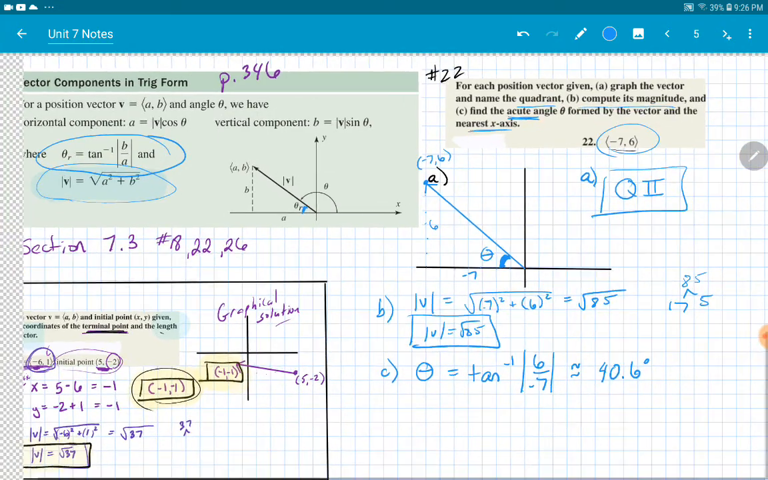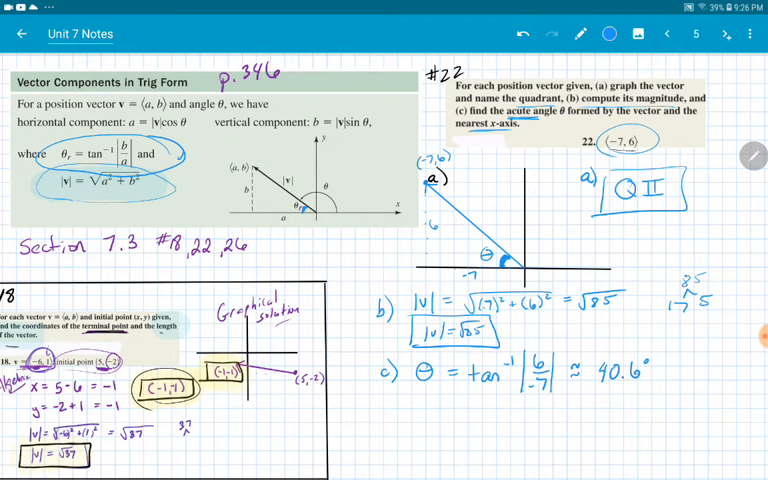So in that one, we looked at finding the reference angle, or the angle that's closest to the x-axis, with that formula, as well as the magnitude. And on number 26, we will take a look at these two.